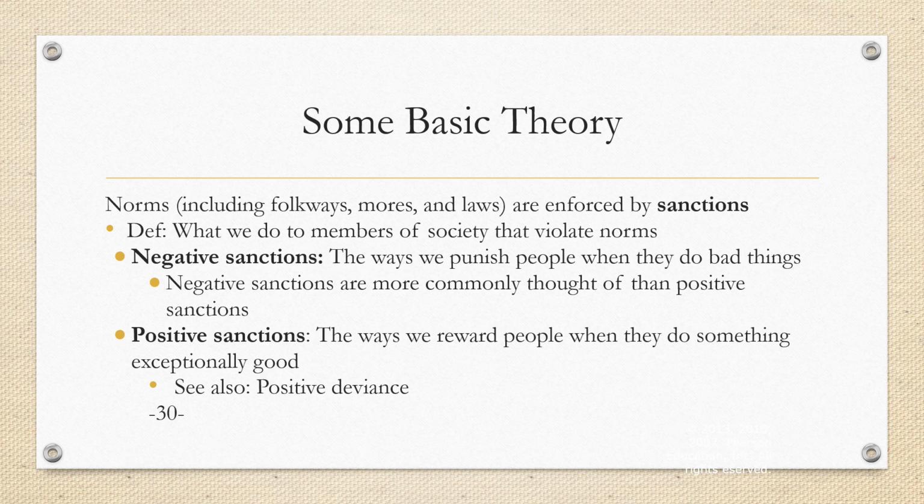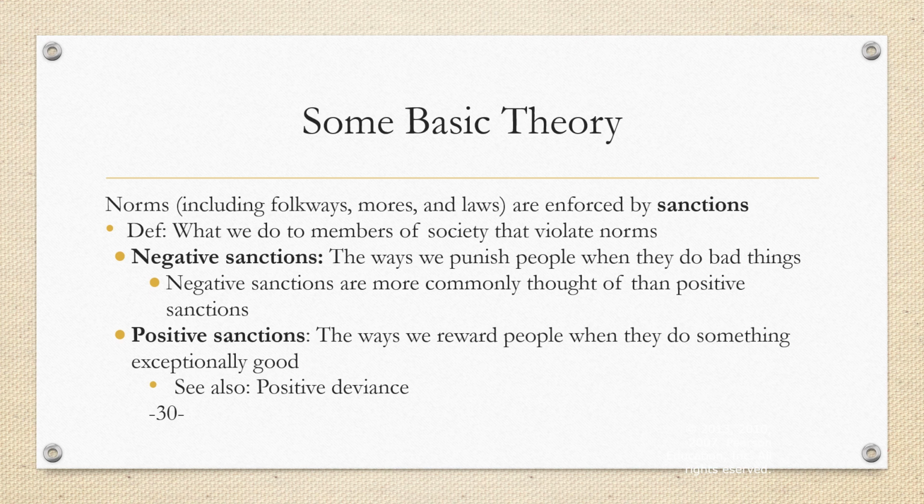Norms, including folkways, mores, and laws, are enforced by sanctions. Sanctions are defined as what we do to members of society who violate norms. Most typically, when we think about norms, they are negative sanctions, which are the ways we punish people when they do bad things. So negative sanctions are more commonly thought of than positive sanctions. Positive sanctions, though, are the ways we reward people when they do something exceptionally good.